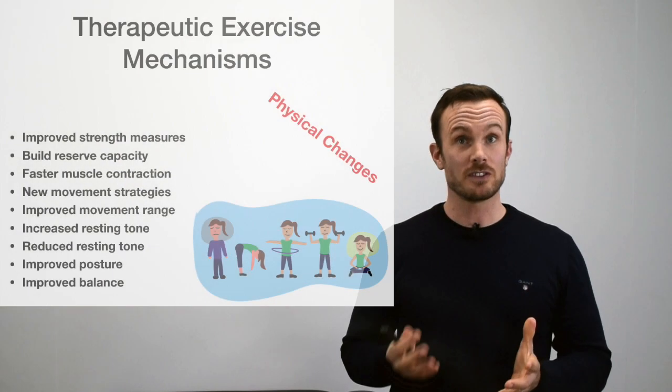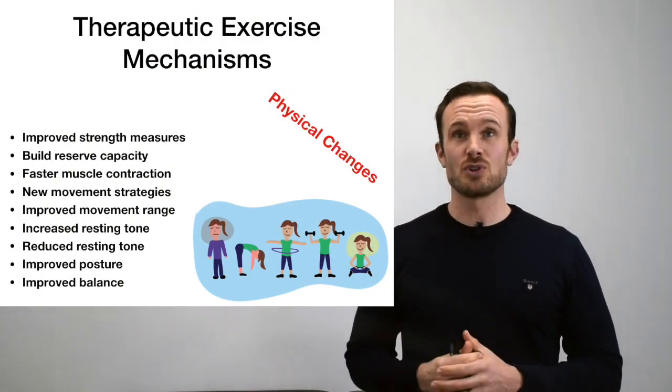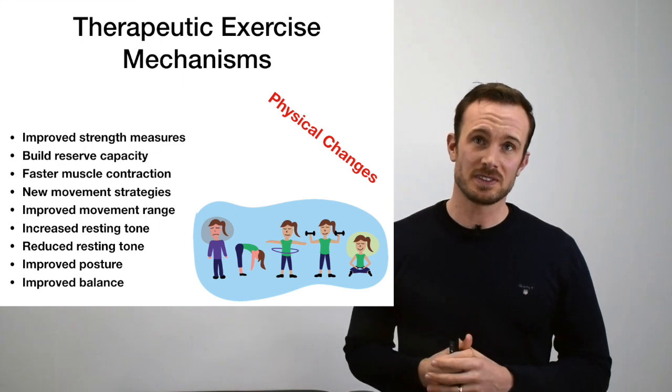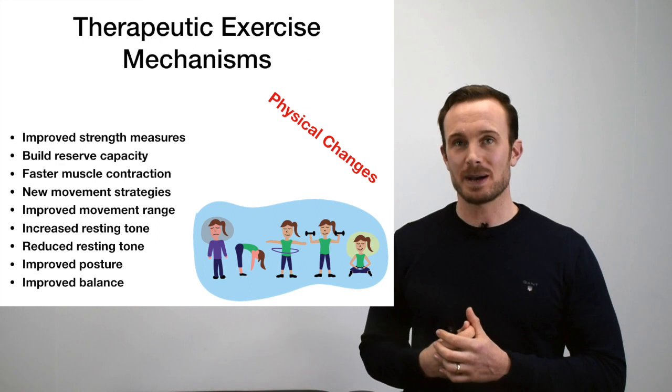So I'm now going to show you 3 slides which group together the potential therapeutic exercise mechanisms. And this looks at why exercise works to reduce pain, because it's about so much more than simply improving strength and hypertrophy and physical changes. But physical changes are absolutely involved. For example, we should see improved strength measures following strengthening rehabilitation. And this can help to build reserve strength capacity.